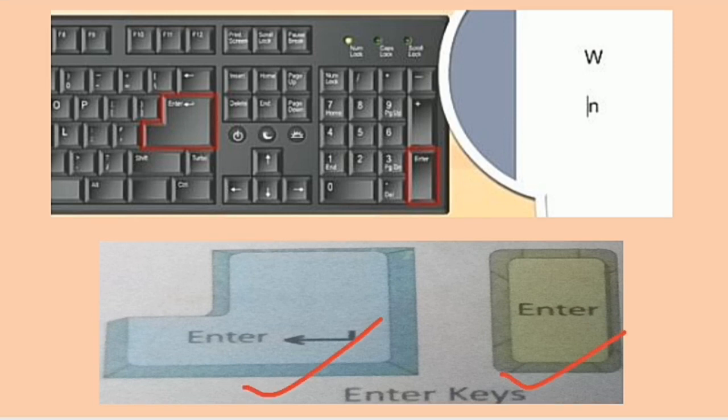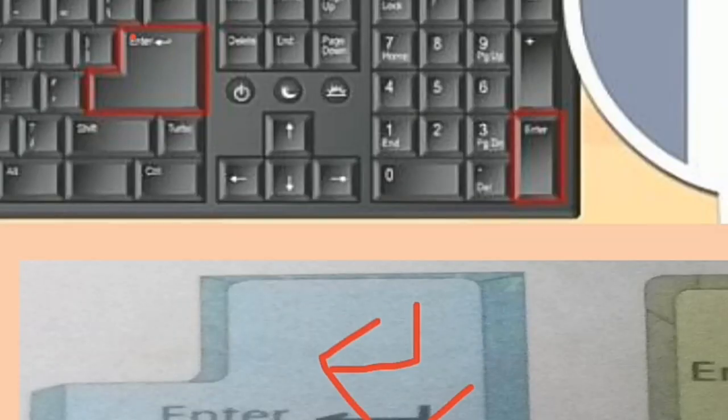Here you can see the different shapes of the enter key. One is L shaped with an arrow on this key, and one is a simple rectangular key with enter written on it. I will show you in the diagram. Here you are able to see that there are two enter keys on the keyboard. One is near the alphabet keys and one is on the numeric keypad. These are the two shapes of the enter keys. These two are used to move to the next line.